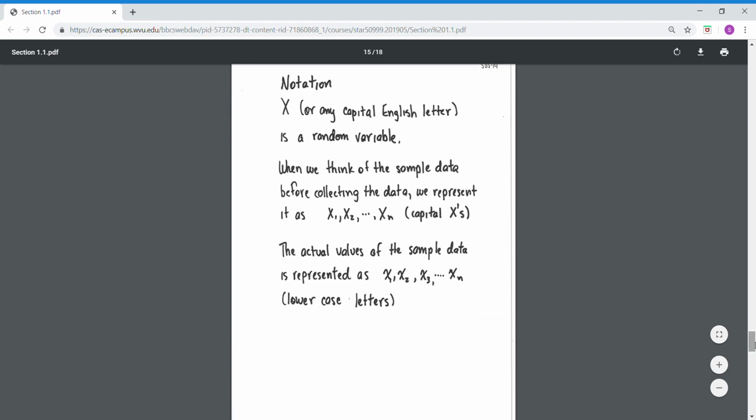So instead, let's talk about some notation we're going to use throughout this course. X, or any capital English letter, is how we represent a random variable. When we think of the sample data before collecting the data, we will represent it as capital X's. So X1, X2, all the way to Xn. The actual values of sample data are represented as lowercase letters, or lowercase x1, lowercase x2, ... all the way to lowercase xn.